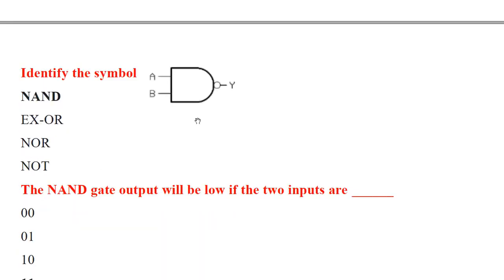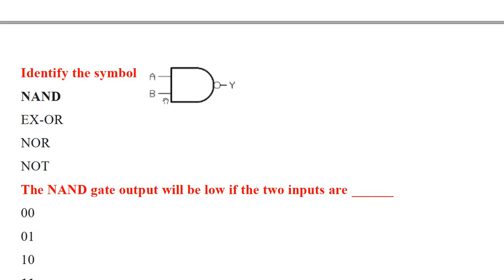Identify the symbol. These are the symbols. Some of the symbols are given. For every question I have taken one or two varieties. So you may get a similar kind of question in the paper also. You have to practice it. Identify the symbol. Which kind of symbol is this? Of course this is an AND gate, but you can also see the bubble. So this becomes a NAND gate. So this is the symbol for a NAND gate.